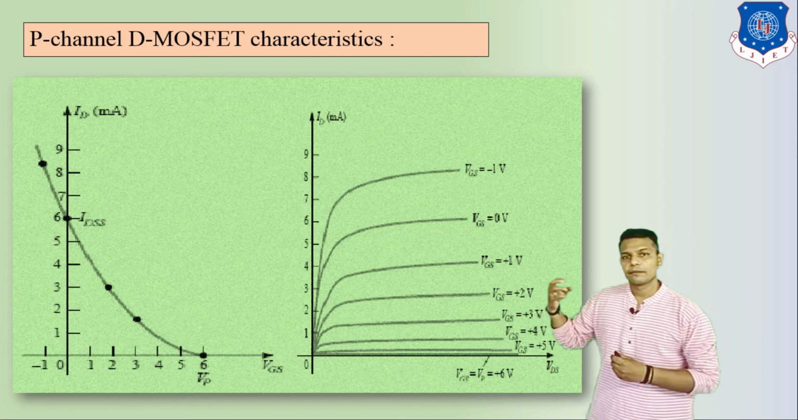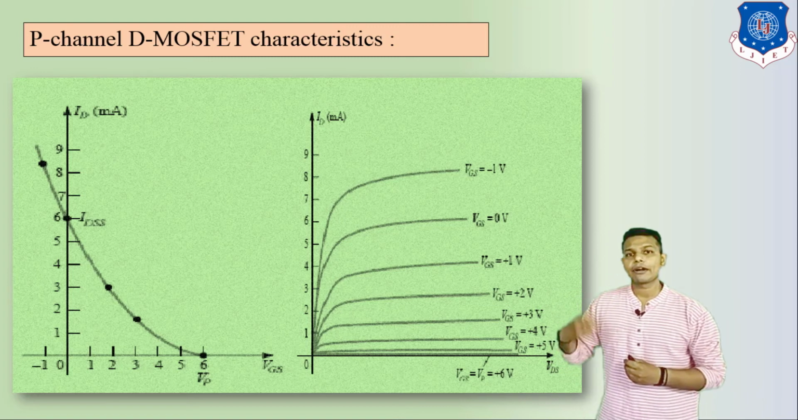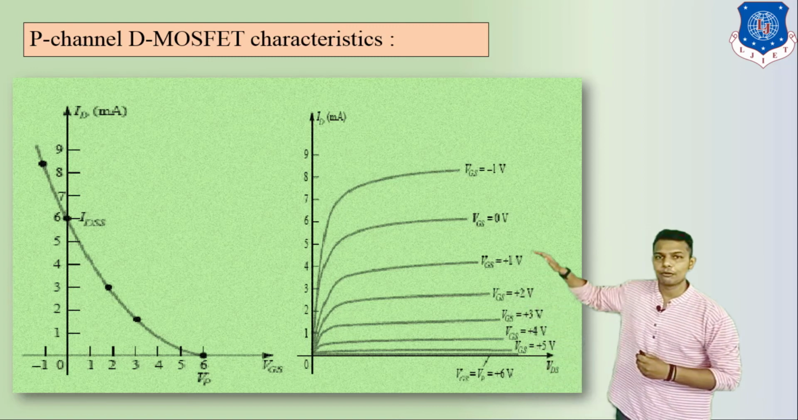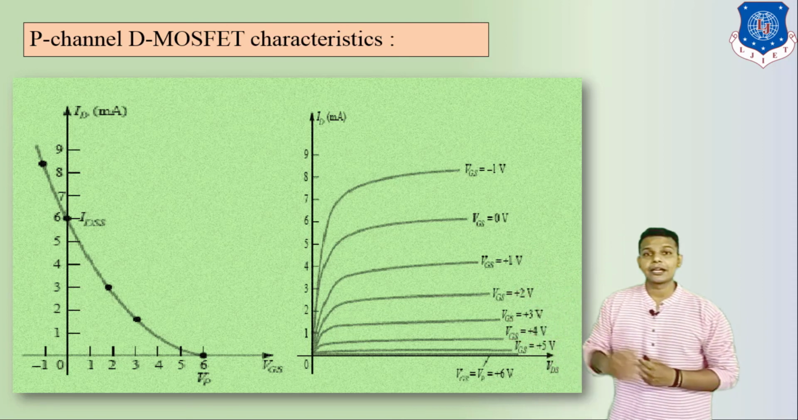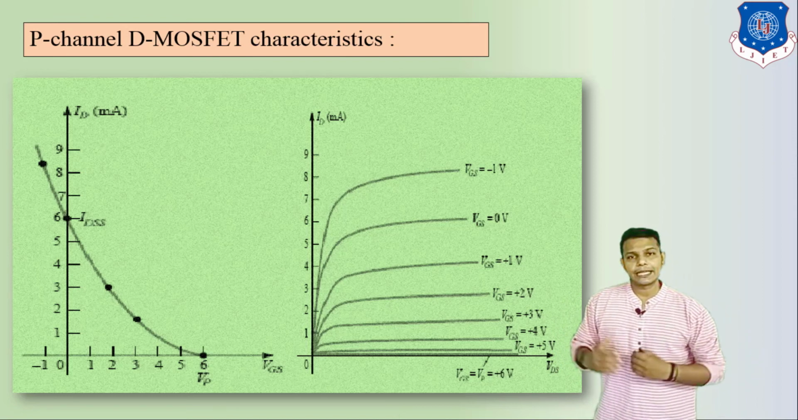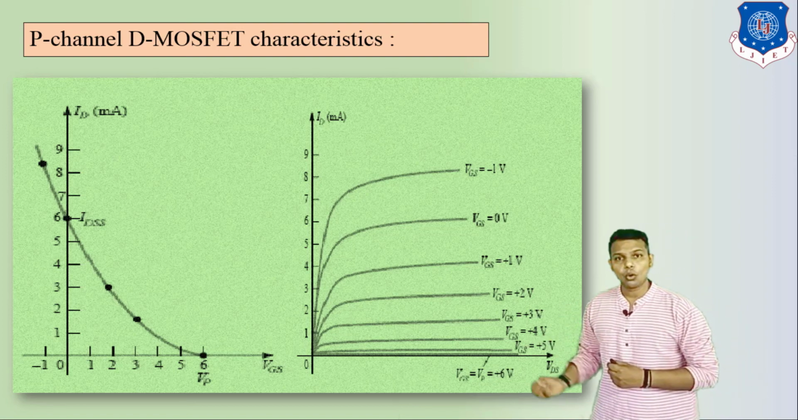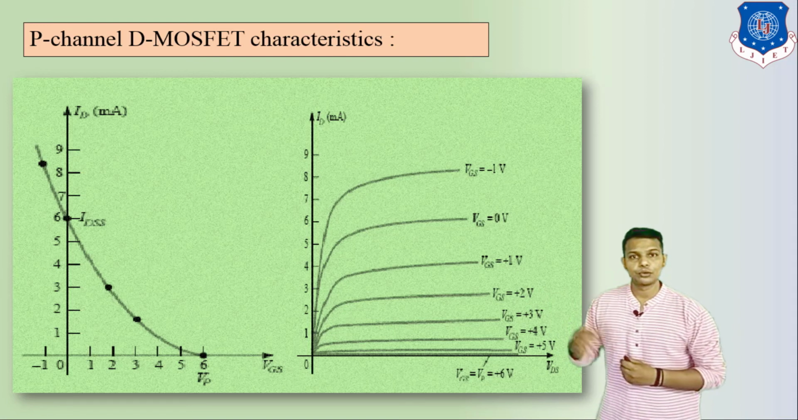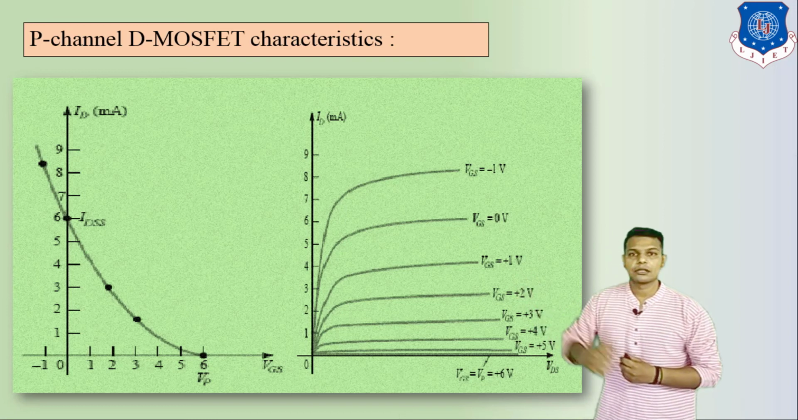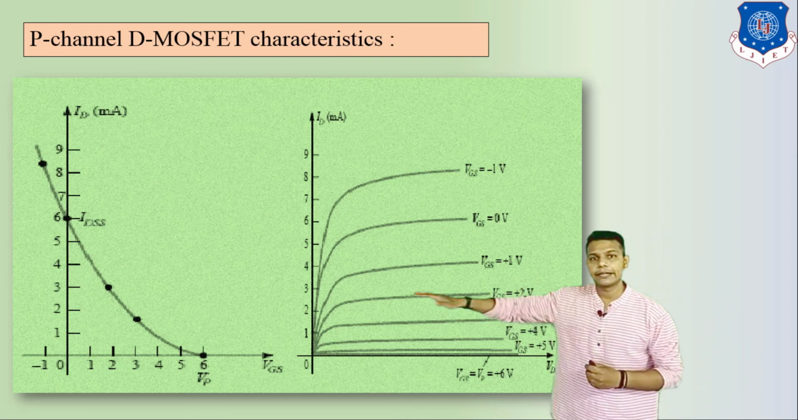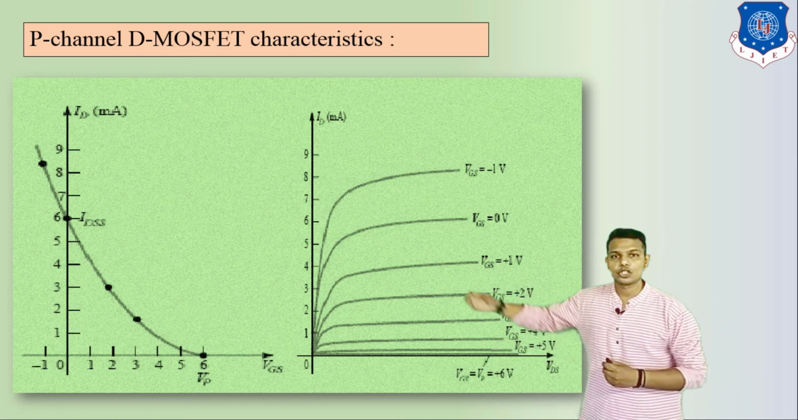Now let us discuss case number 2. If we increase VGS more and more on the positive side, that means VGS is equal to 1 volt, 2 volt, 3 volt, 4 volt and 5 volt, your drain current is affected because electron hole pairs are generated. Due to this, the holes are reduced, and the flow of current becomes lower. So we can see in the transfer characteristics, whenever you increase VGS on the positive side, your ID will be reduced.